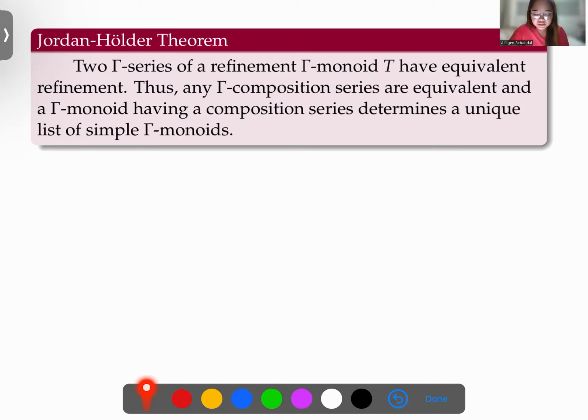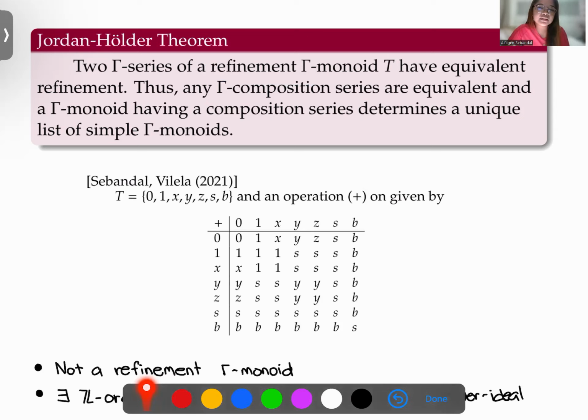Now you see here the term refinement. It's not actually true for all Z-monoids, but only for those monoids which are refinement. One might wonder, are there examples of Z-monoids which are not refinement? By refinement, it just means that we can refine any summation in a particular way. And to answer that, we have found this example of a non-refinement Z-monoid.